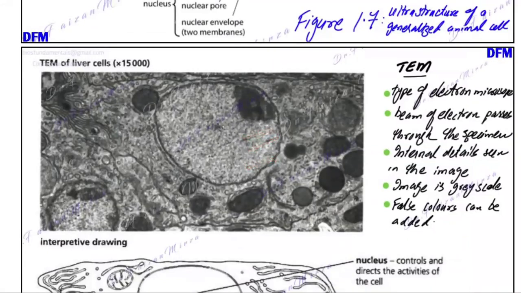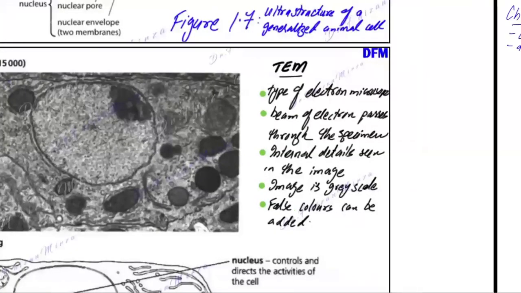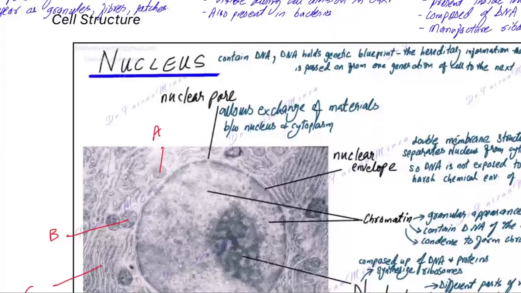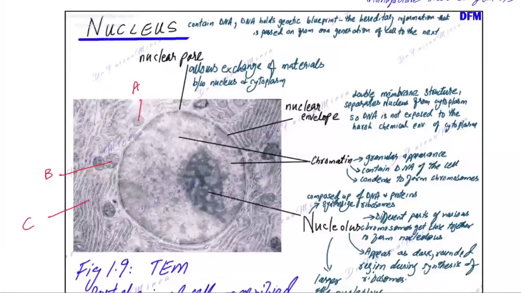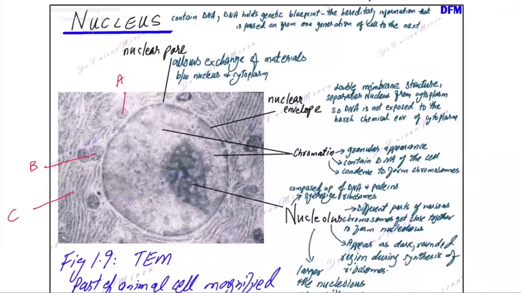You can see the nucleus and you can see the mitochondria, the nuclear envelope, and the cell surface membrane here. So all these structures can be seen. And this is a transmission electron micrograph because internal details were basically visible here. Moving on to the first organelle in detail, we are discussing the nucleus.